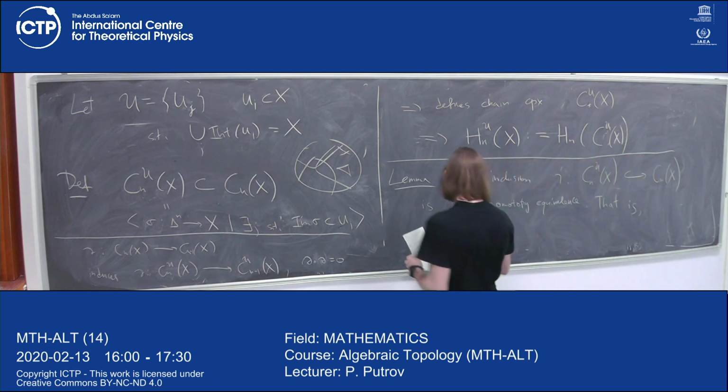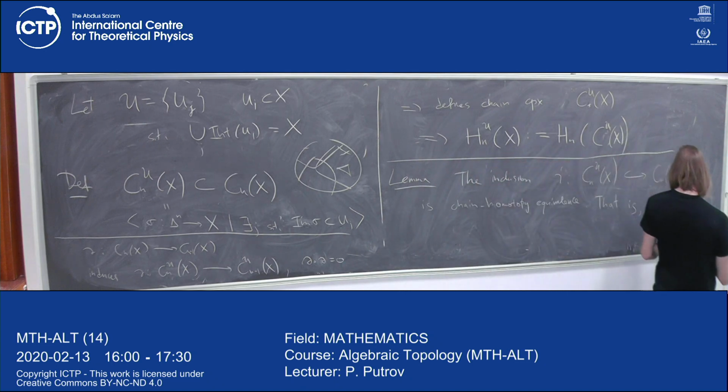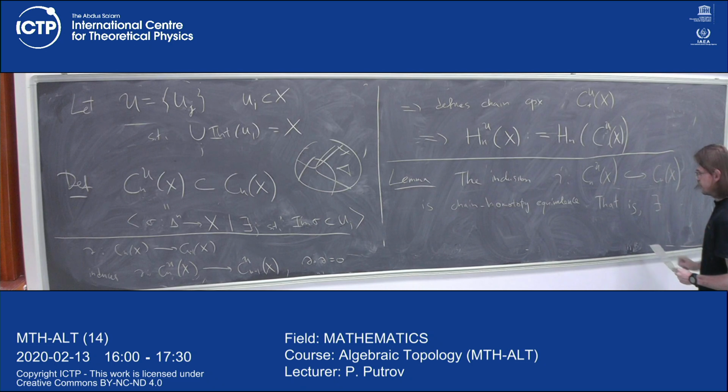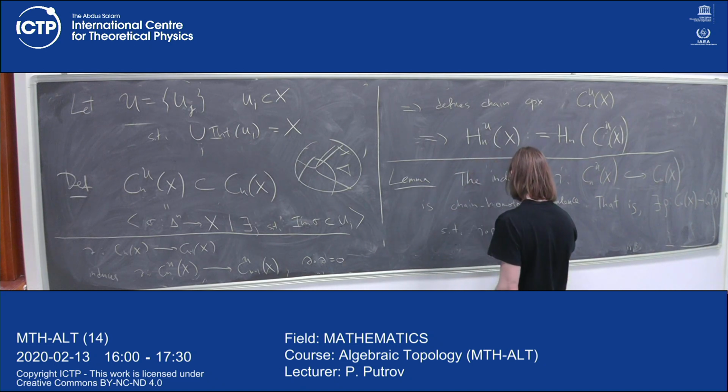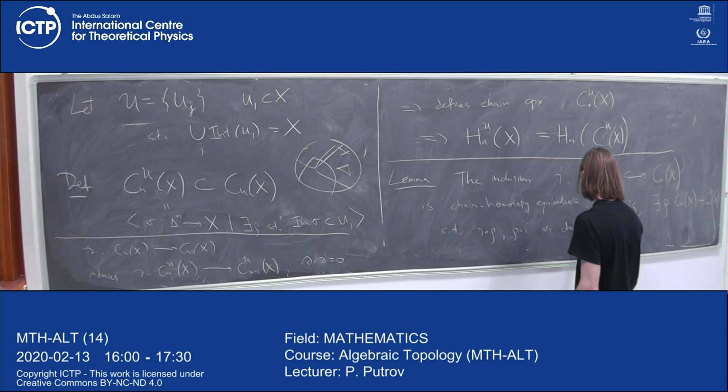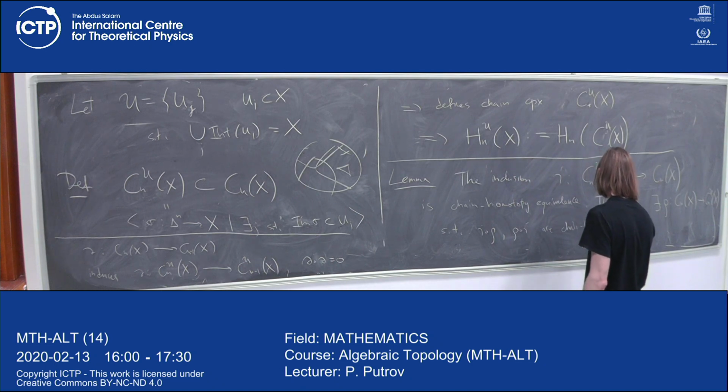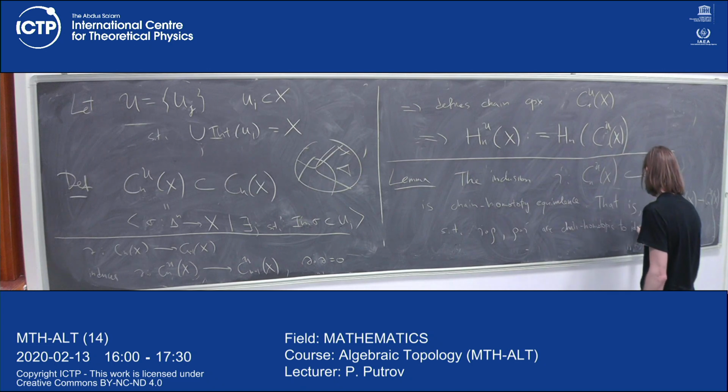Chain homotopy equivalence means that it is chain homotopic to identity. We already defined what a chain homotopy means. And so in this particular case, this means that there exists a chain map in the opposite direction, such that those compositions are chain homotopic to identity.